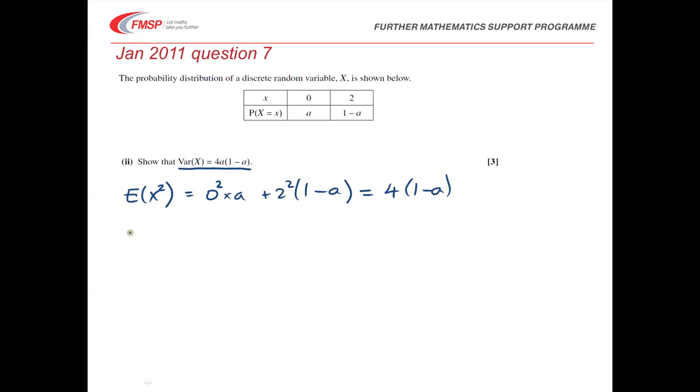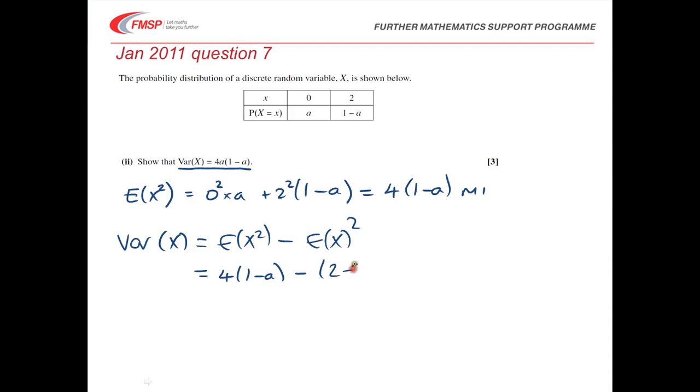Then what we've got to do, again, is the variance of x is equal to the expectation of the squares minus the square of the expectation. You get 1 mark for getting that bit out. Your second mark is then for triggering this formula. So we've got 4 lots of 1 minus a minus the mean, which was 2 minus 2a, all squared. Nice juicy bit of algebra here. What are we going to get? 4 minus 4a minus 4 plus 8a minus 4a squared.